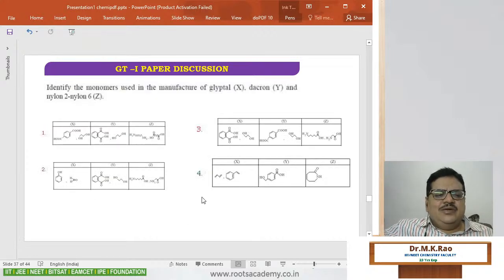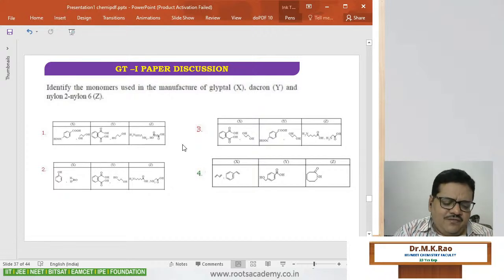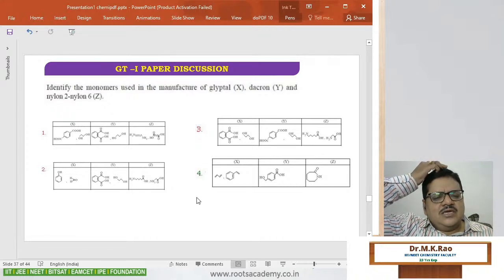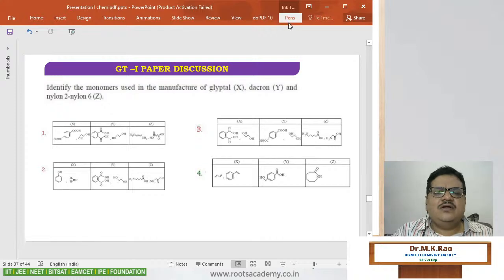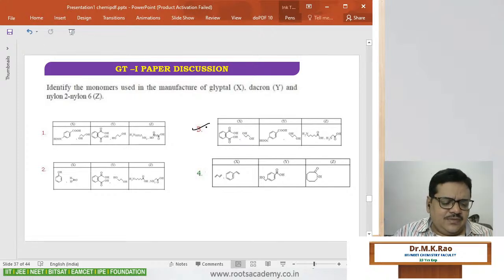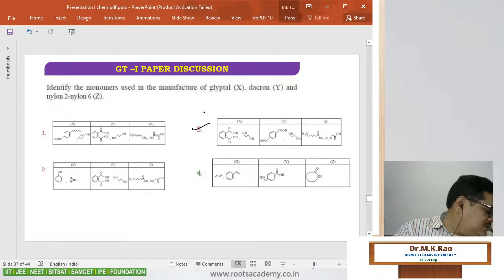Next question: identify monomers in the following. It should be option C. Why? Because it is glyptol and tertiary, these are the monomers of the following. It is not clear actually, but you can adopt option 3. It is option 3.